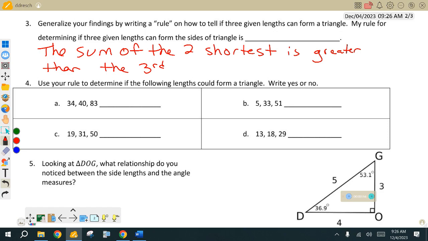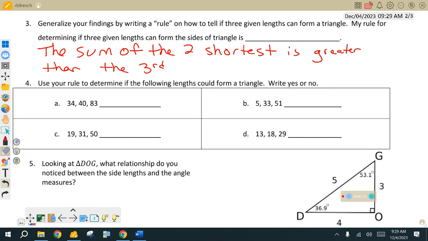Not just any three random sides can make a triangle, as we saw looking with our spaghetti on Friday and filling out our table. So there does have to be something happening there. All right, might need a calculator, so let's go through number 4 there.